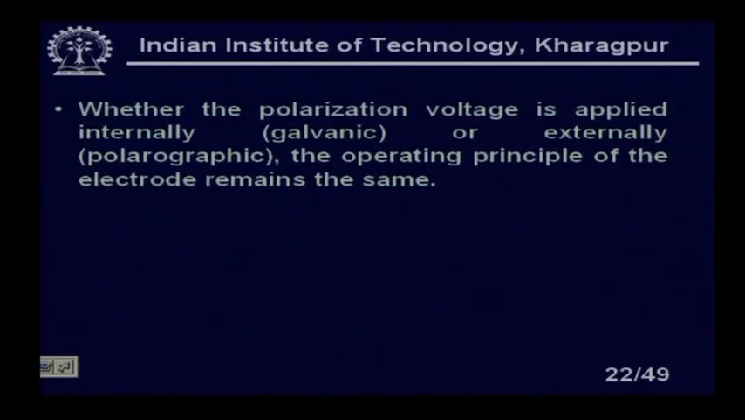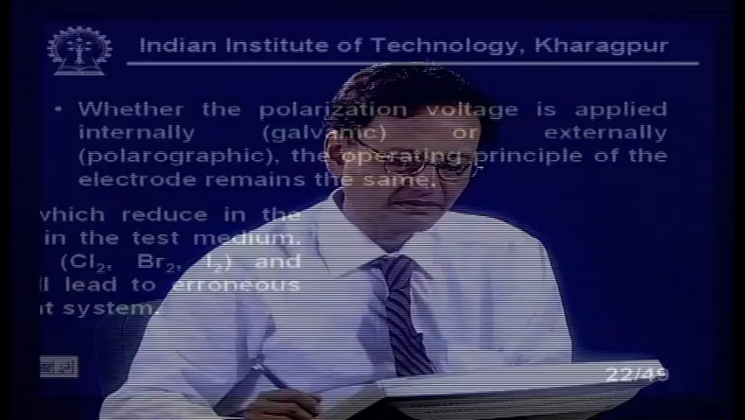Whether the polarization voltage is applied internally, in the case of galvanic, or externally, as in the polarographic, the operating principles of the electrode remain the same. Okay? Operating principles are the same, whether you are applying galvanic or polarographic. In the polarographic case we are giving it externally; in the case of galvanic it is generated internally.